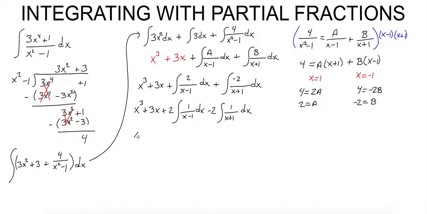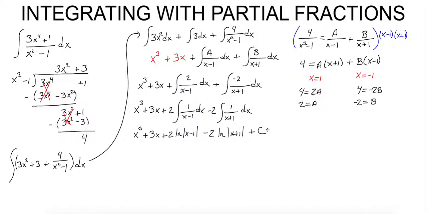So I'm going to get x cubed plus 3x plus 2 times, and this is just 1 over u, if you want to think of it that way. So that's going to be the natural log of the absolute value of x minus 1, minus 2 times the natural log of the absolute value of x plus 1. Okay, and then we have, again, this plus c all the way here at the end.